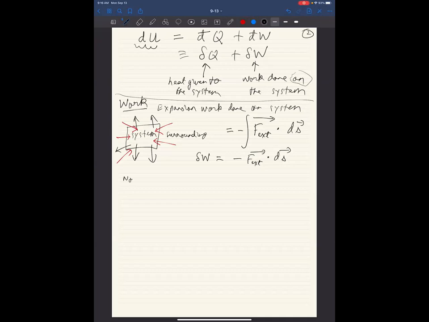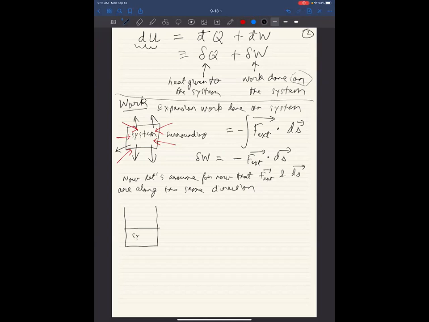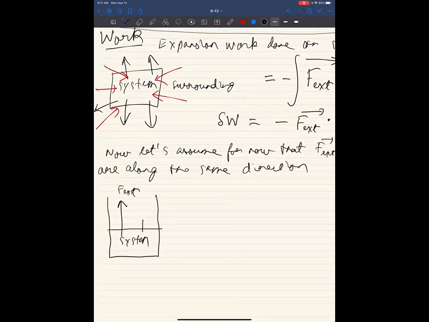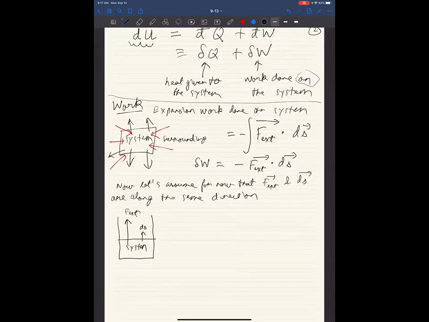So now let's assume a simple case. For now, let's assume that Fx and ds are along the same direction. Okay, so we are thinking about a system. This is our system, and we have some Fx applied vertically, and we have some change in displacement that is also vertical. We are ignoring the motion that can happen along sides A and B. So it's a very narrow tube. That's just an example that we are considering. It's easy to generalize it.